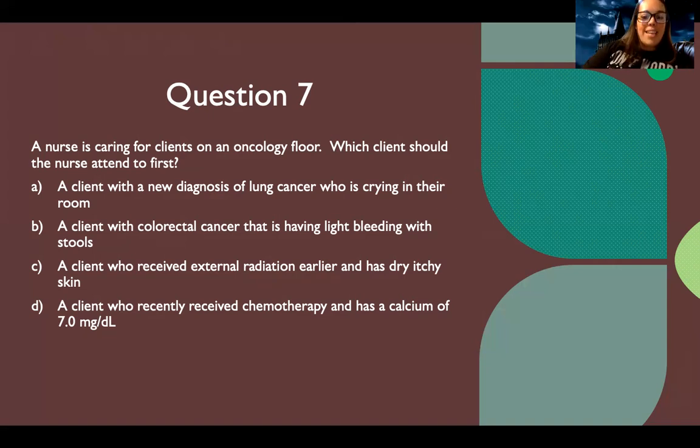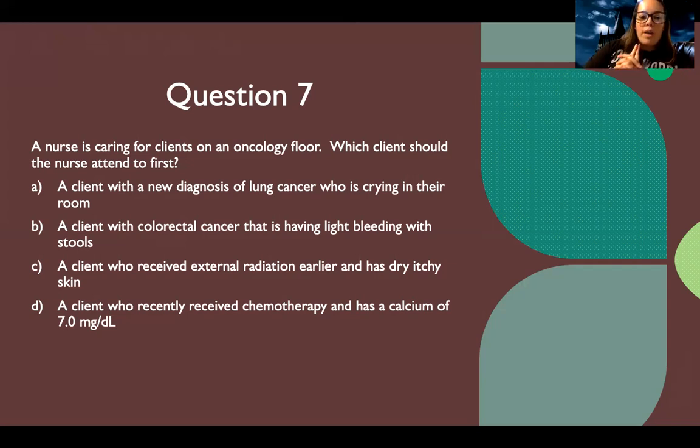So A says a client with a new diagnosis of lung cancer who is crying in their room. A lot of times when there's something new going on, it can be priority. But it looks like this is more of a psychosocial thing, that they have a new diagnosis of lung cancer and they're crying in their room. Now I know your heart's probably like, oh my God, I have to see them first. But remember, emotional stuff goes after physical if you go on Maslow's hierarchy of needs. So let's look at the next one.